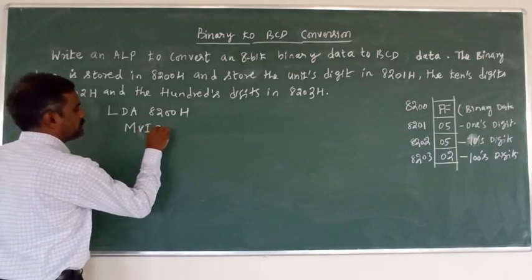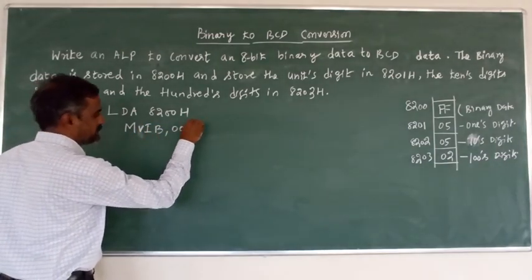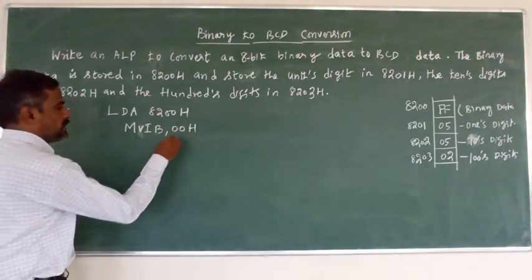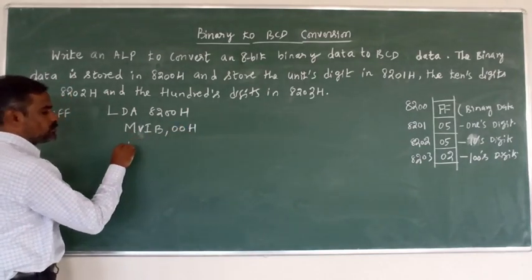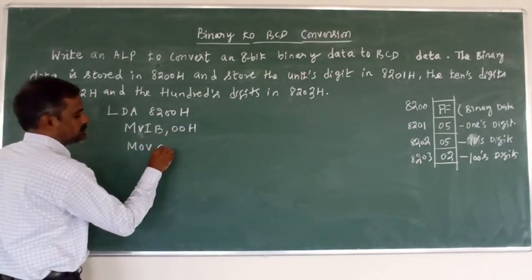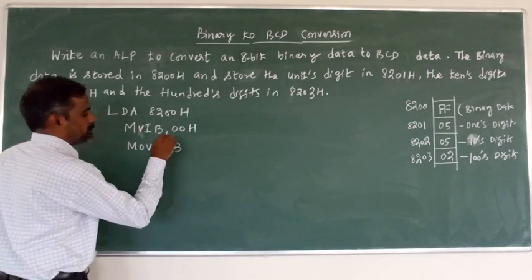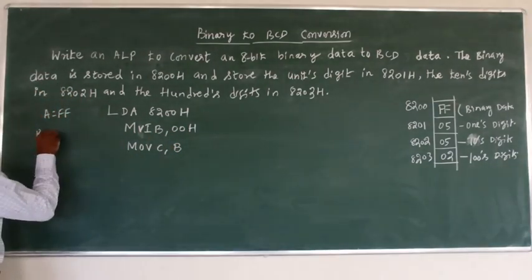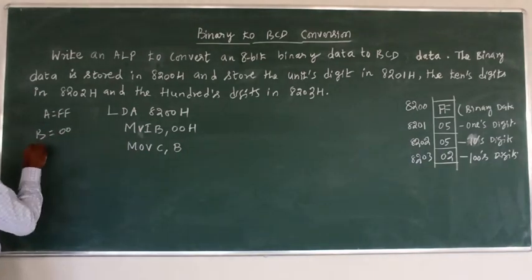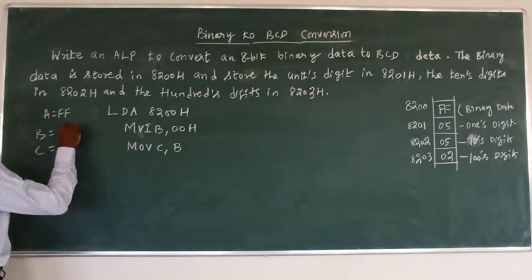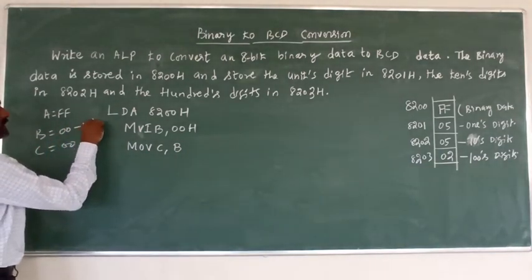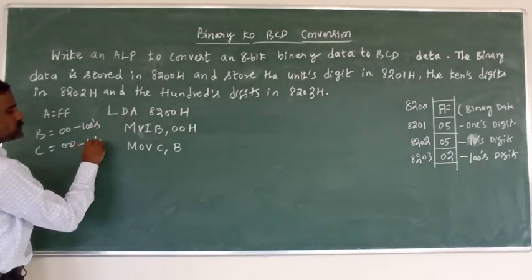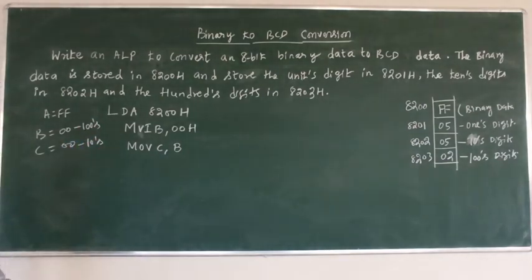MVI B, 00H, and the B register data is moved to the C register. Now B and C registers are both 00. B is 00 and C is 00. This is to store the number of hundreds, and this is to store the number of tens.